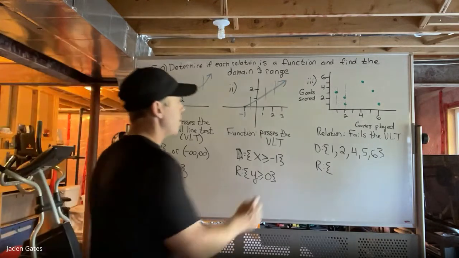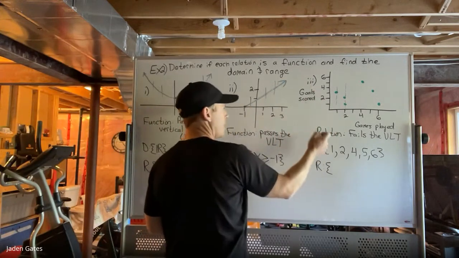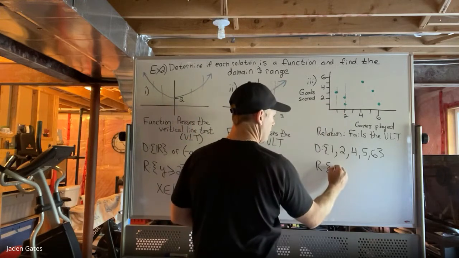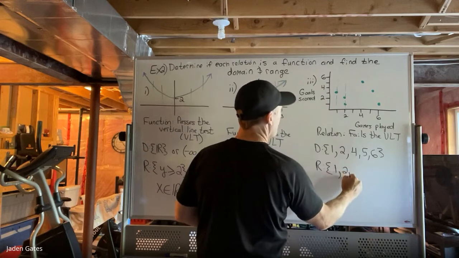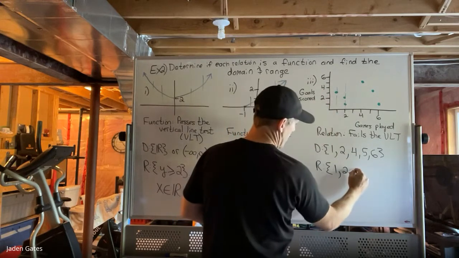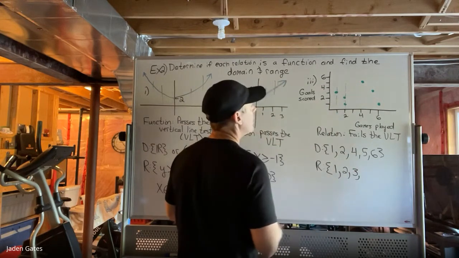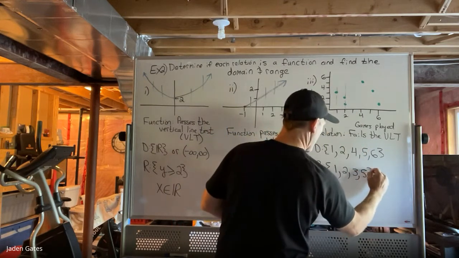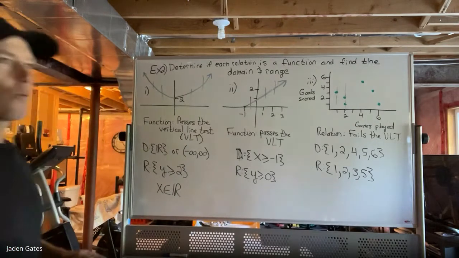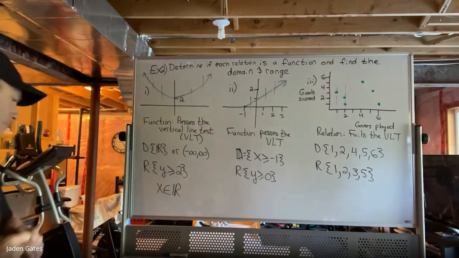All right, in this case, how many goals were scored, or who scored what kind of goals? Well, 1 goal was scored by 2 people. 2 goals was scored by somebody. 3 goals was scored by 2 people. And nobody scored 4 goals, but then somebody did score 5 goals. And there's our range, possible values of what people could have scored.